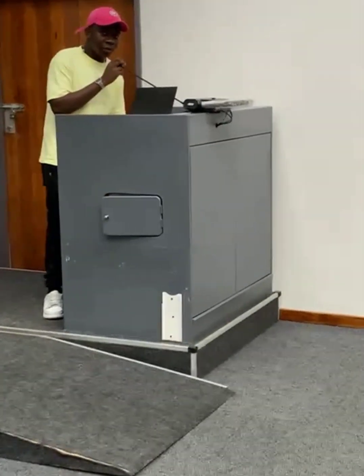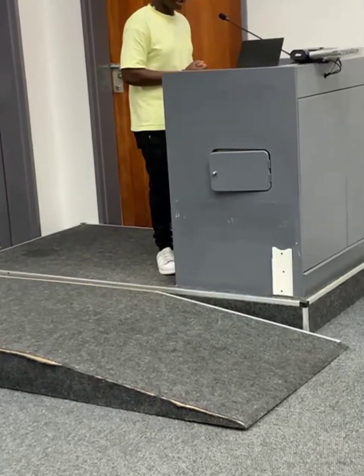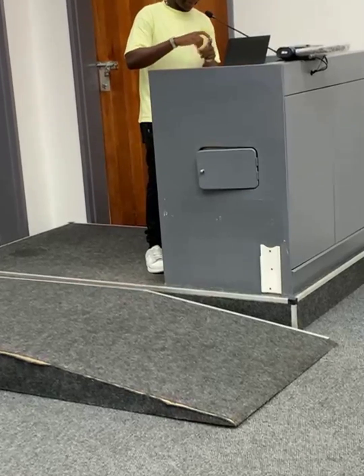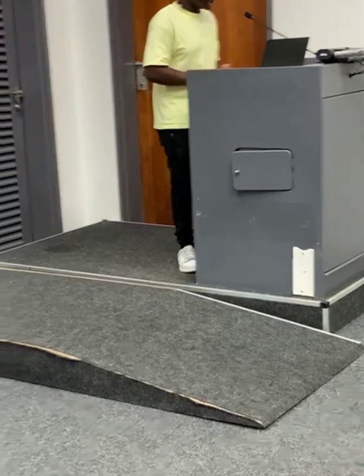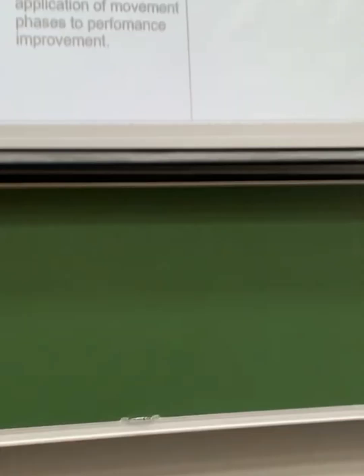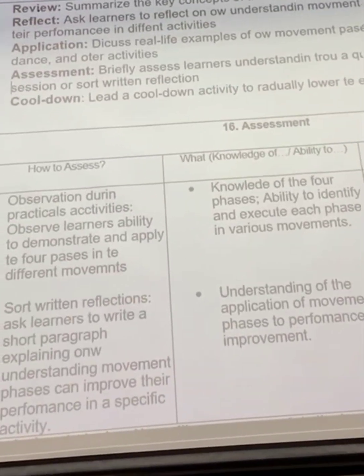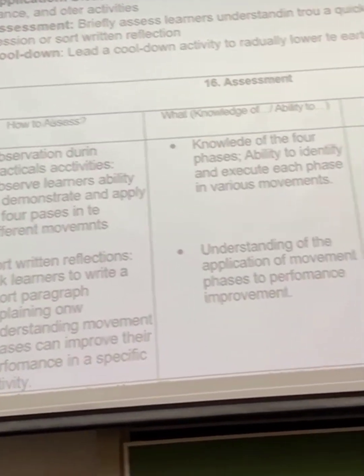Moving on, learners, I hope you're still with me. Now we're going to focus on the lesson conclusion. In the lesson conclusion, we must first check the review. You have to summarize the key concepts of the 4 phases of movement, just as explained. We have to reflect as a learner. You have to ask learners to reflect on their own understanding of movement phases.